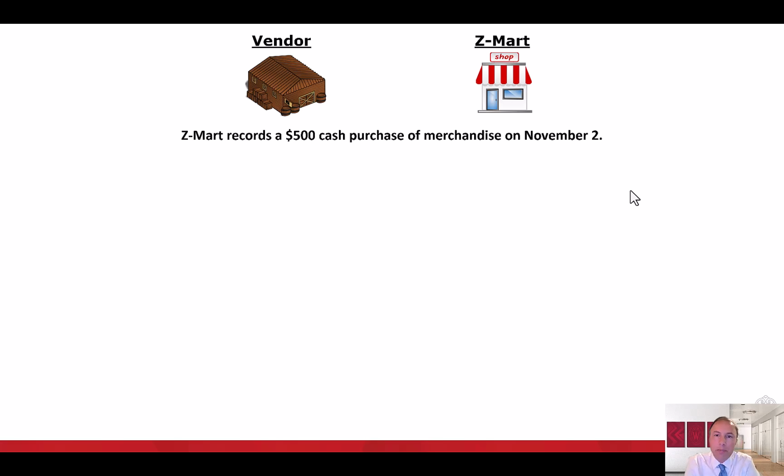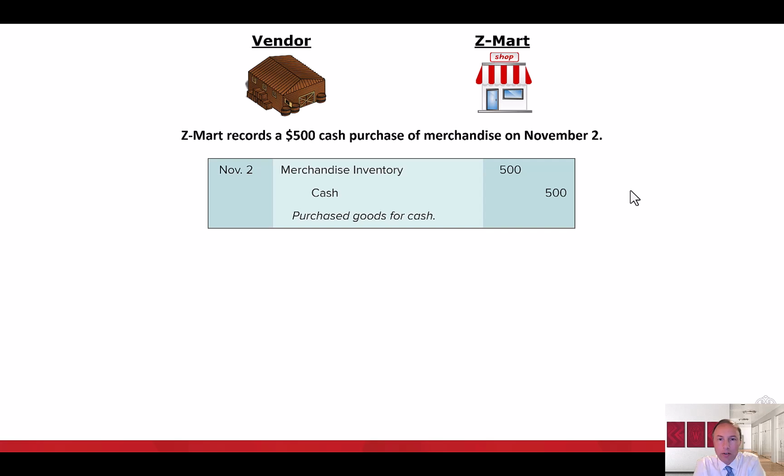So here's our example from our textbook. We've got Z-Mart. And let's just say on November 2nd, Z-Mart records a $500 cash purchase of merchandise from its vendor. Well, this one should be fairly easy. When we do the journal entry on November 2nd, we have the current asset merchandise inventory increasing on the debit side, and cash goes down on the credit side for a cash purchase of merchandise.